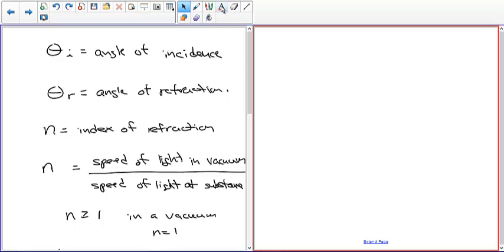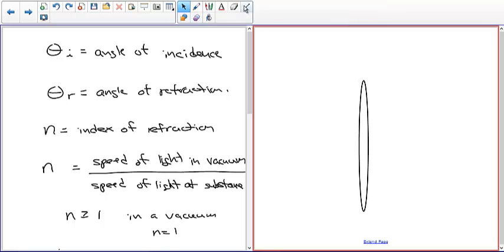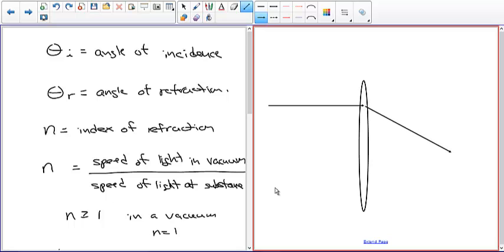So let me draw a lens for you. So here's a lens. And what will happen is the light ray will come into the lens and it'll be bent towards the center. And if you have a light ray coming into this part of the lens, then it'll be bent towards the center. And these two lines will intersect at some point. That's called the focal point.